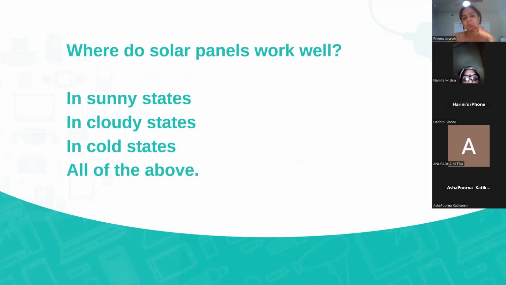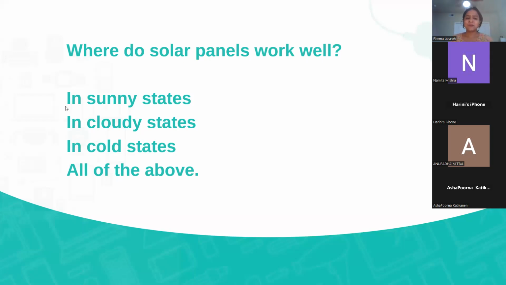So now coming back to solar panels, you know the basics of how they work, but the question is, where do they work well? In sunny states, in cloudy states, or cold states, or all of the above? This could be tricky if you pick all of the above, just saying, but what do you think? Or only sunny? There are places that are cloudy and cold too, right? So do you think solar doesn't work there?